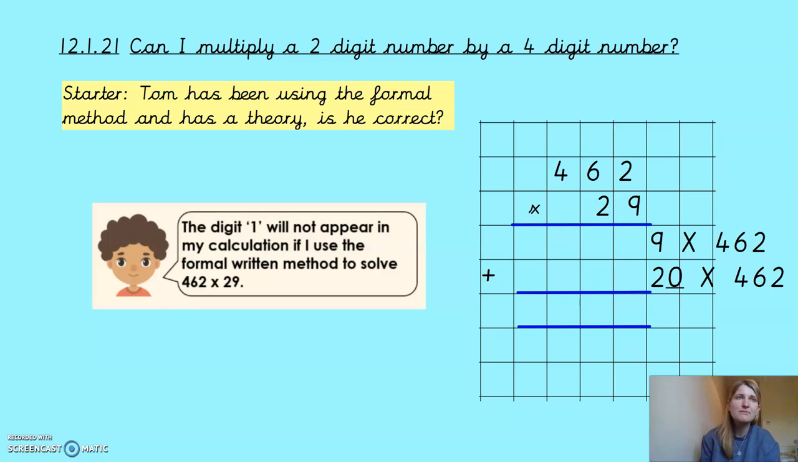Now, yesterday we were multiplying a 3-digit number by a 2-digit number. Today you might have guessed that we're adding on one extra final step, which is going to be multiplying a 4-digit number by a 2-digit number. That's as big as it's going to get, guys. We're going to rock it.